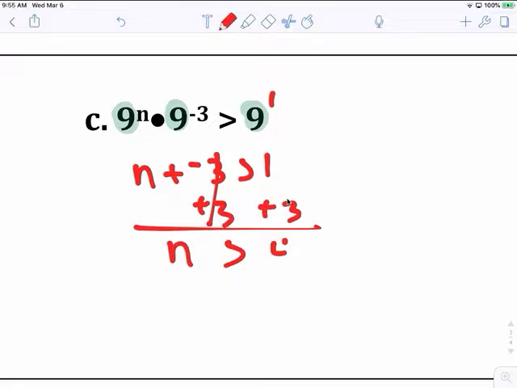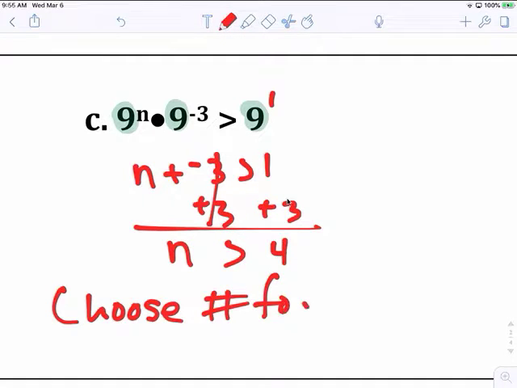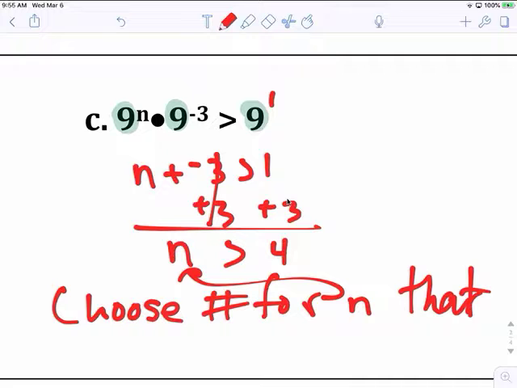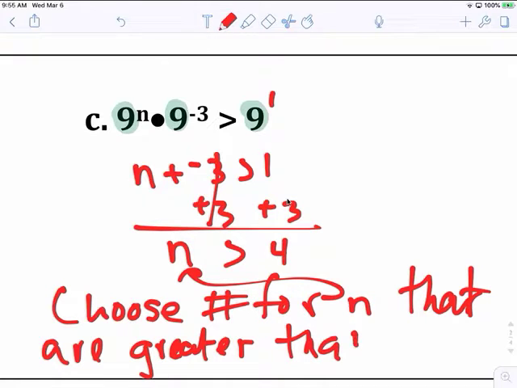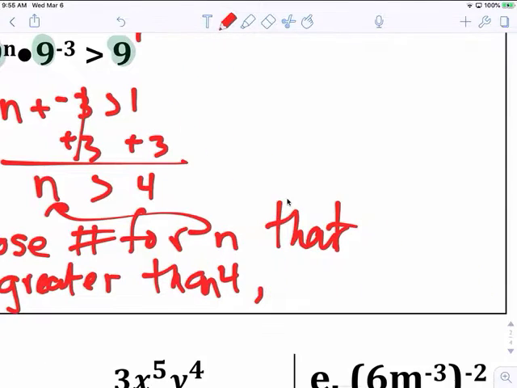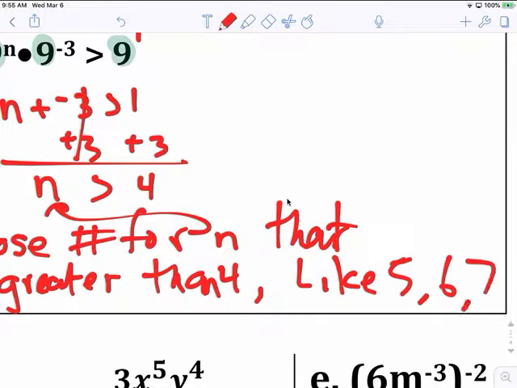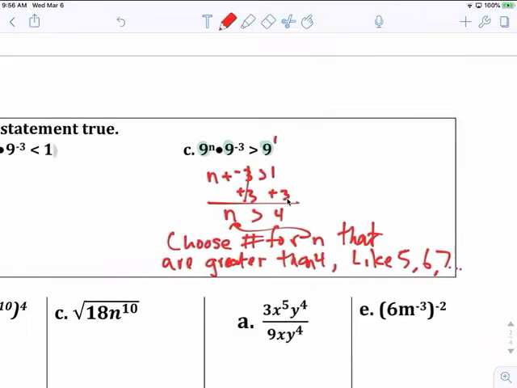So choose numbers for this n that are bigger than, that are, in math we say greater than 4. Like 5, 6, 7, dot, dot, dot, right?